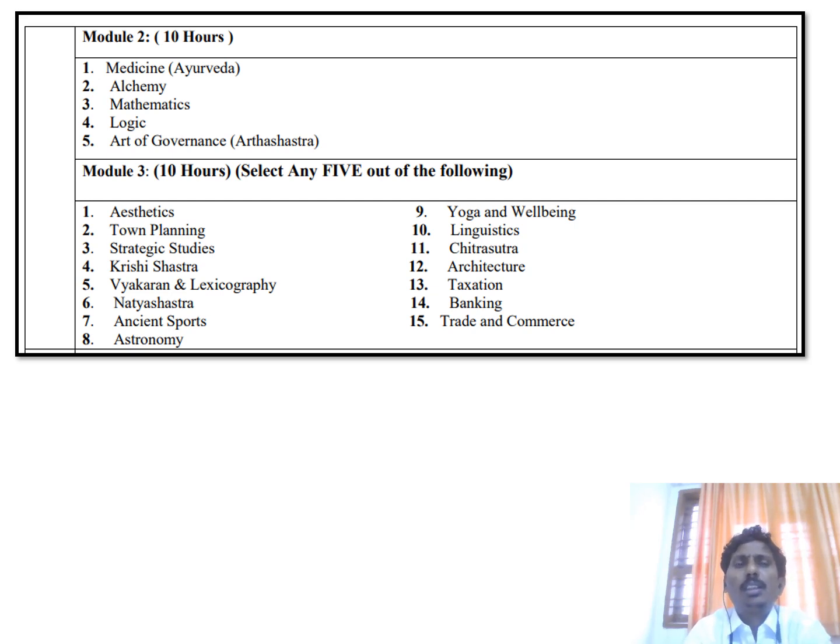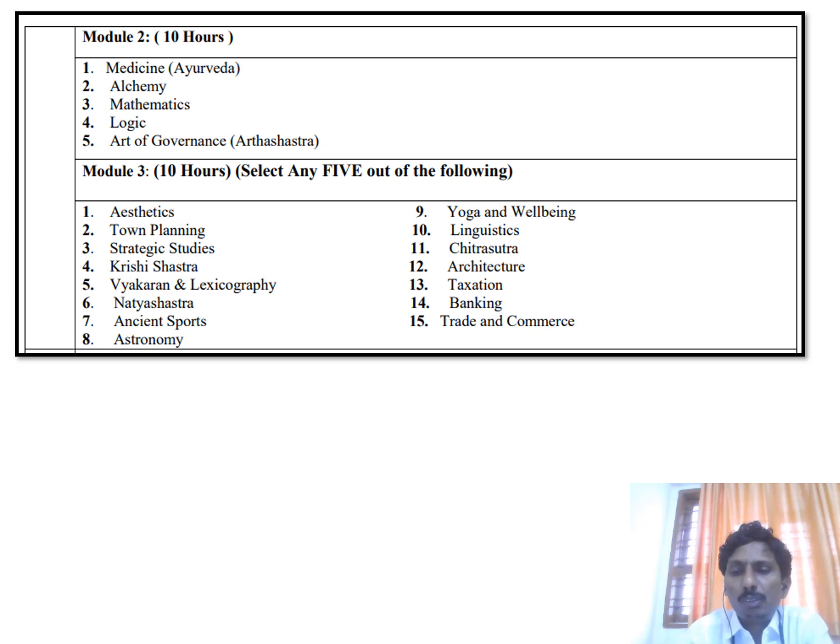The third module is related to all these points: aesthetics, town planning, strategic studies, Krishi Shastra, Vyakarana and lexicography, Natya Shastra, ancient sports, astronomy, yoga and well-being. It is very famous now because in June we are already familiar with the International Yoga Day. Linguistics, Chitra Sutra, architecture, taxation, banking, trade and commerce. Generally, the Indian Knowledge System includes all this.